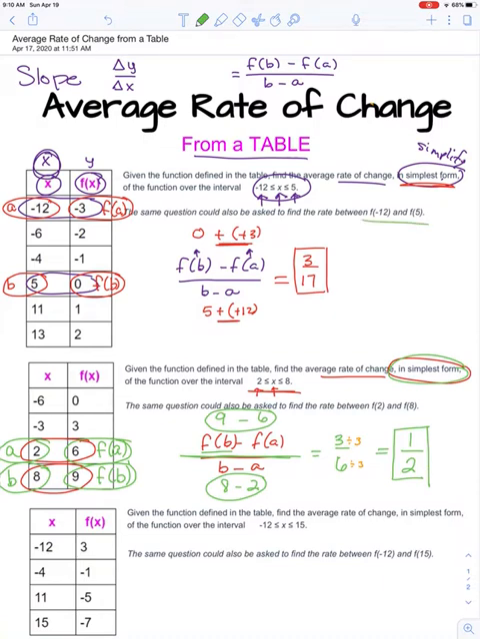Now I forgot to address this one and this one. This is just another way of asking the same thing. It's just two different notations. Same thing here and here. It's just two different notations. Remember, f of x is how we write these, the function notation. So this -12 and this 5 are just our x values. Same thing here, 2 and 8 are just our x values. So it's just a different notation of how to write what interval they're asking for the rate of change.